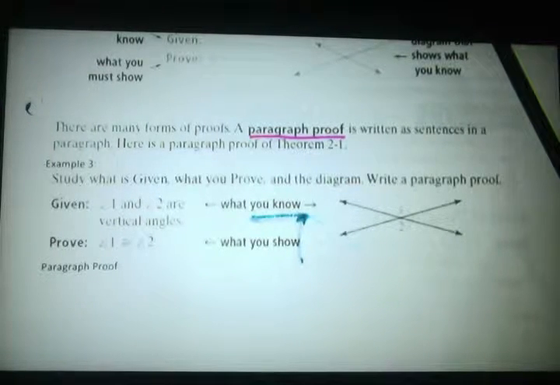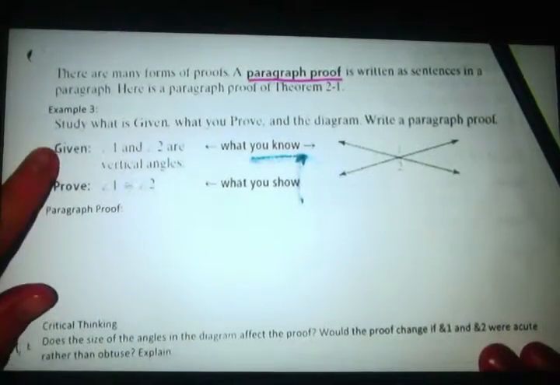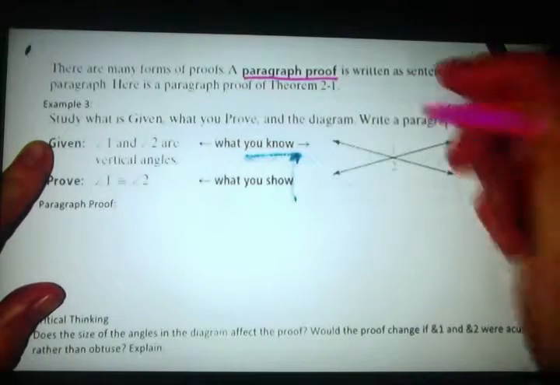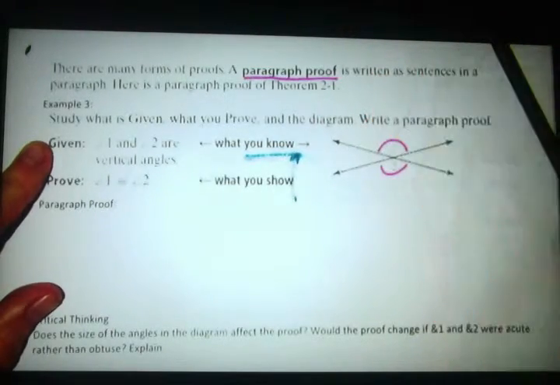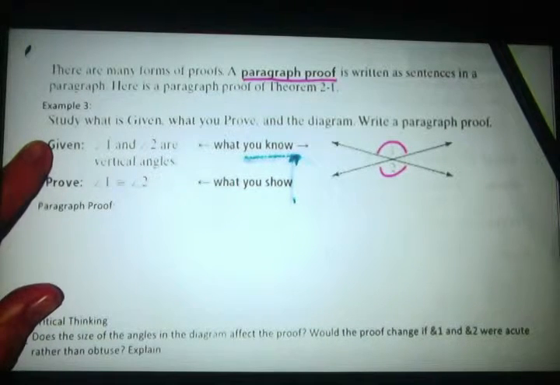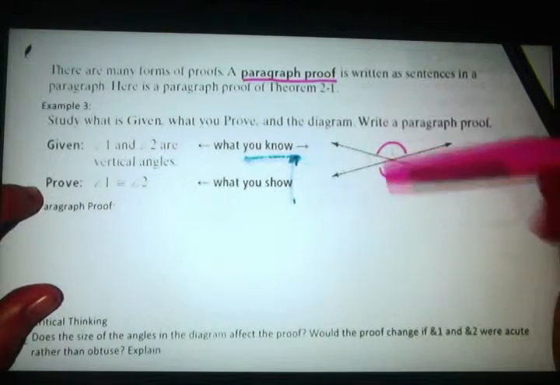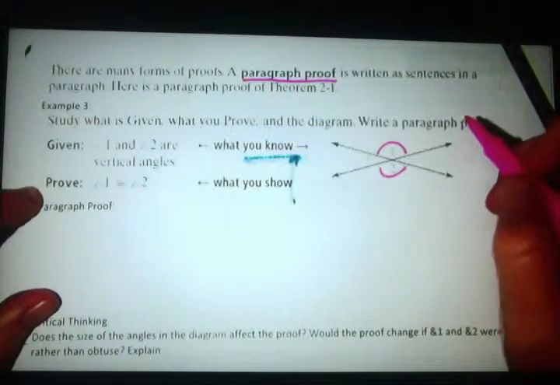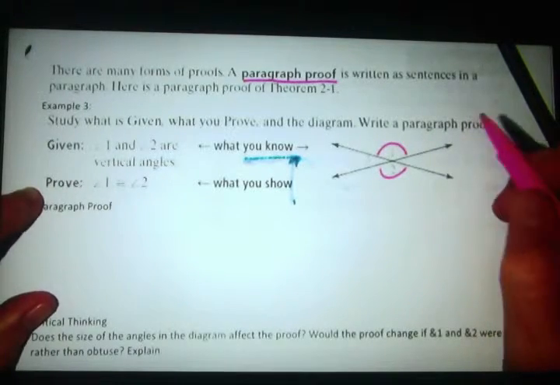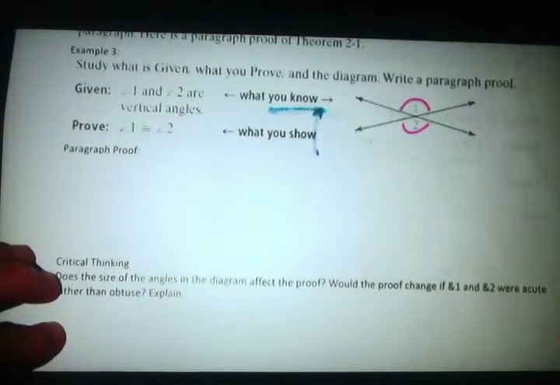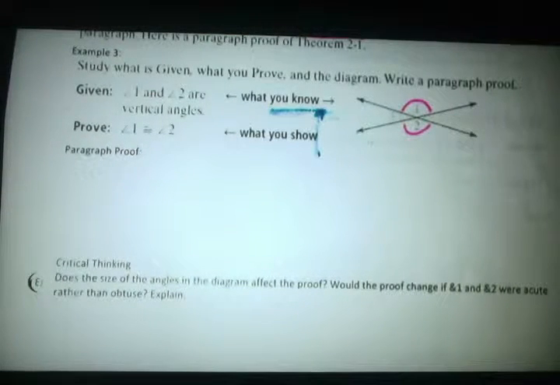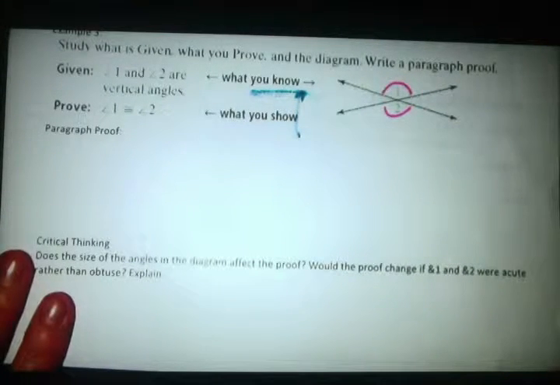So let's look at what's going on here. We're given that angle 1 and angle 2 are vertical angles. Let's mark it on the diagram. We're going to give them the same exact dash. They're vertical angles. We want to prove that angle 1 is congruent to angle 2. That's what we're going to prove. So let's do it. Remember what I told you: if you have an angle or a line segment, usually your first step is going to be using the addition postulate. It's no different here.